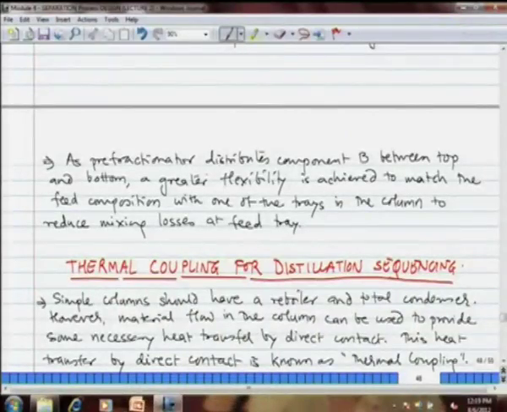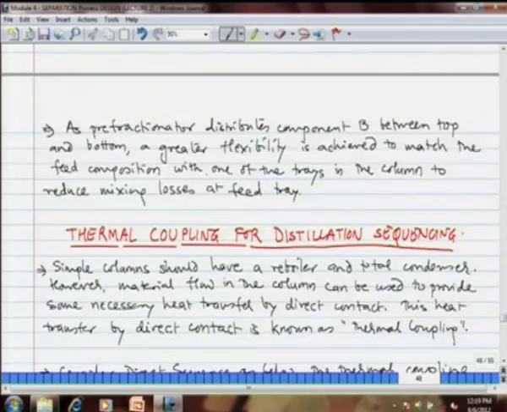If the composition of the feed is different than the composition of the liquid or vapor that already exists in the feed tray, then you are going to disturb the operation of the column. So, that mixing loss is avoided in a pre-fractionator system, and therefore, the total efficiency increases.